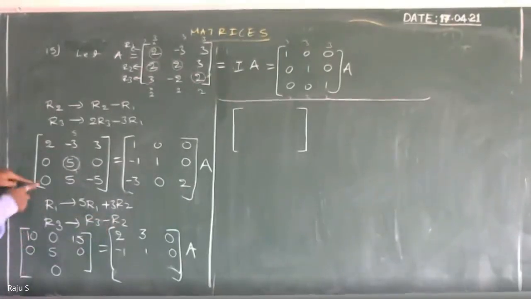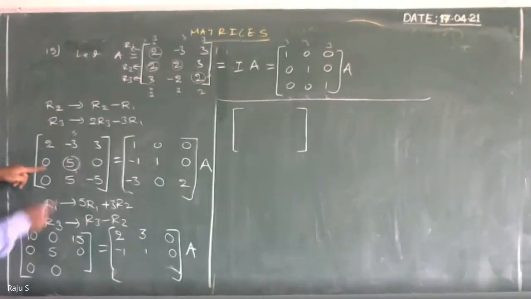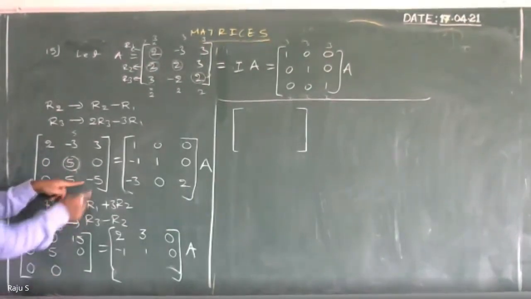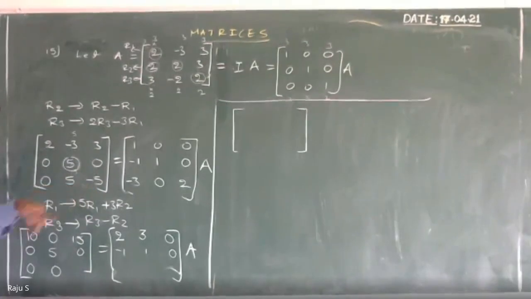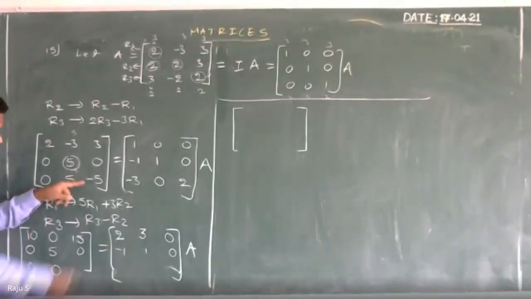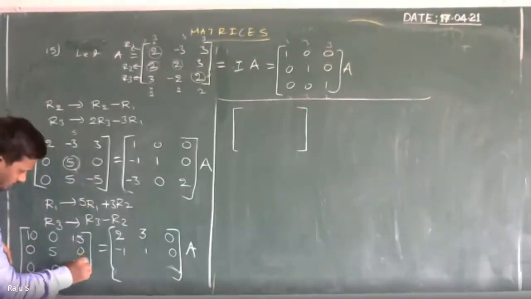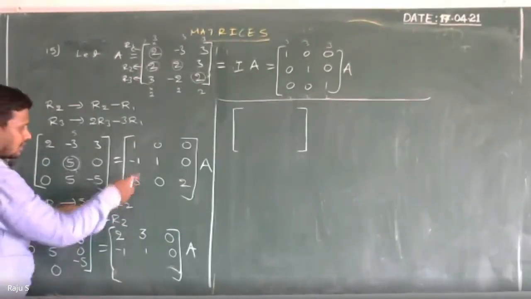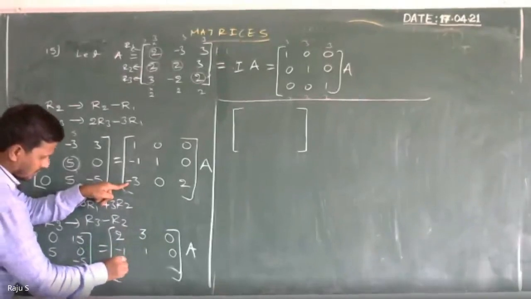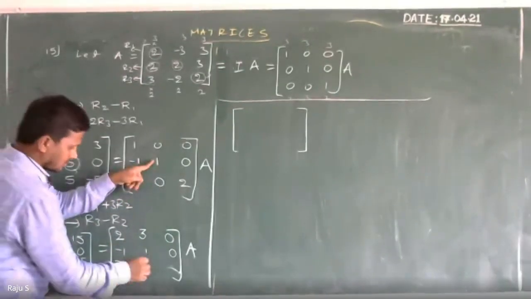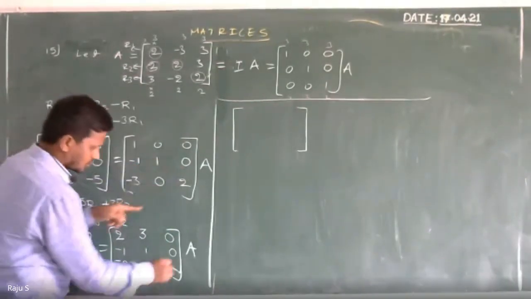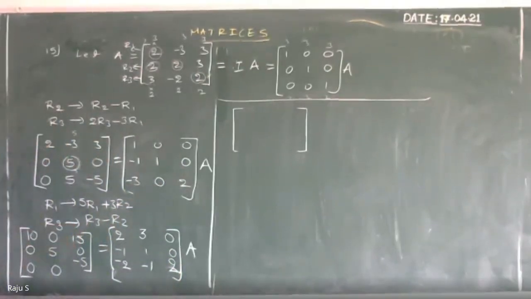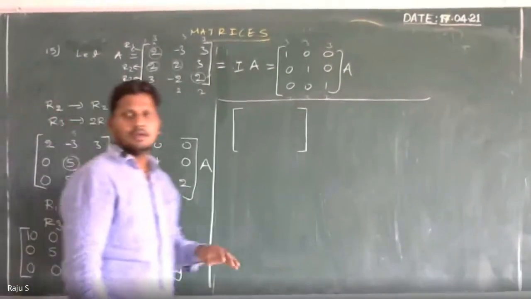Next, what about here? R3 minus R2. 5 minus 5, we already wrote. R2 minus R3 minus R2, minus 5 minus 0, minus 5. Fine. What about here? Here also the same, R3 minus R2, minus 2. R2 minus minus 1, 2. Is that clear? Yes.